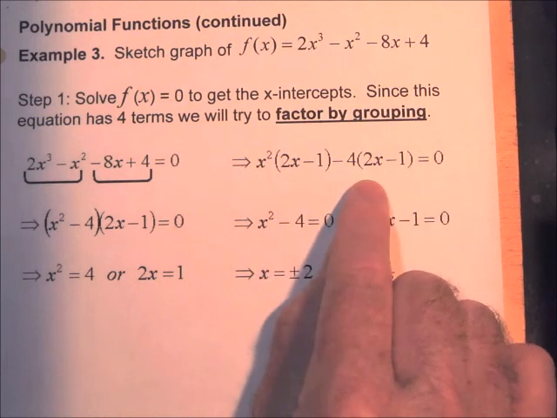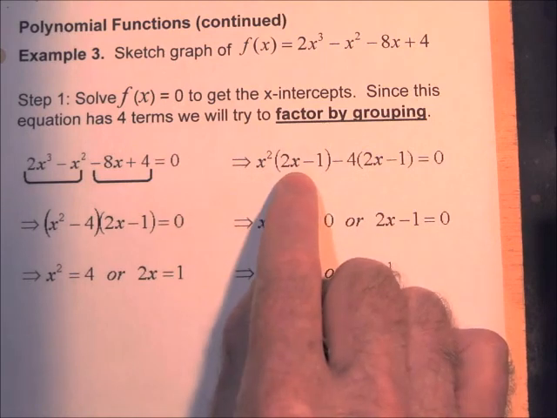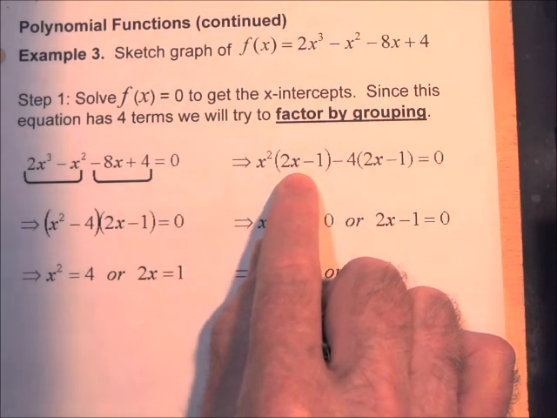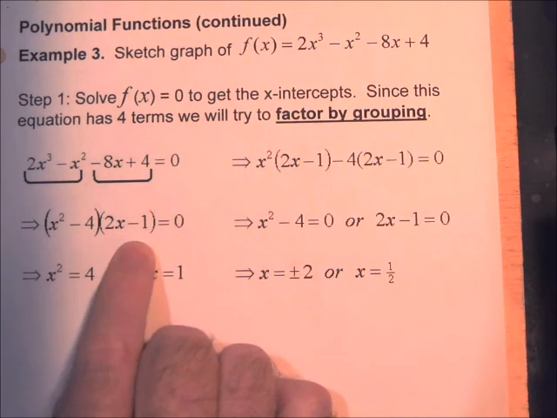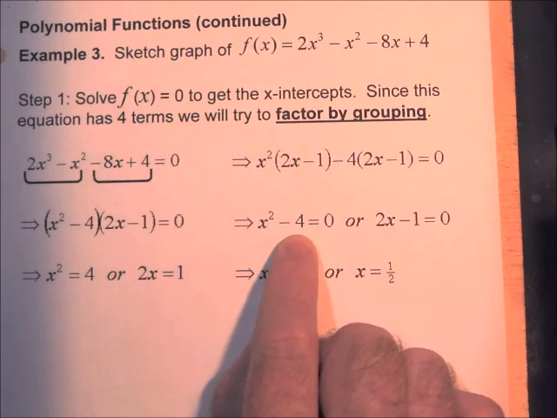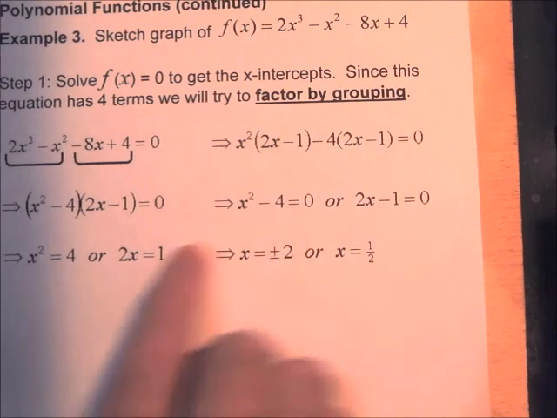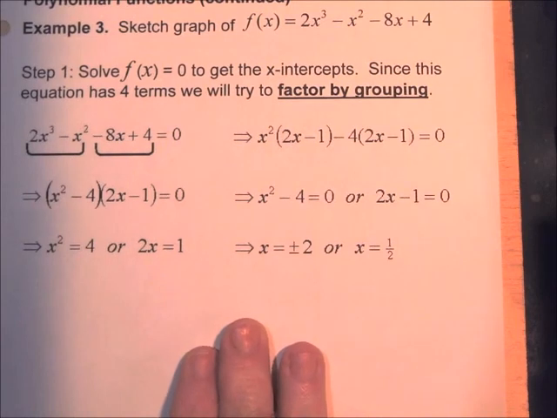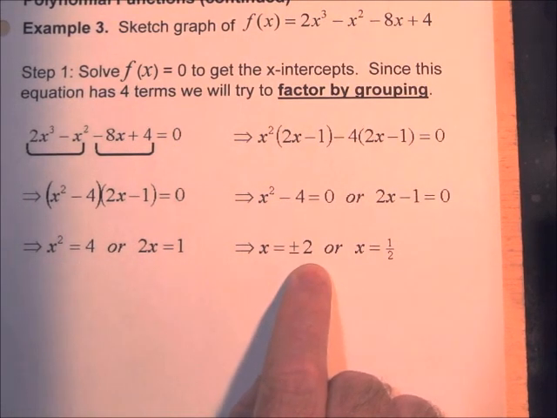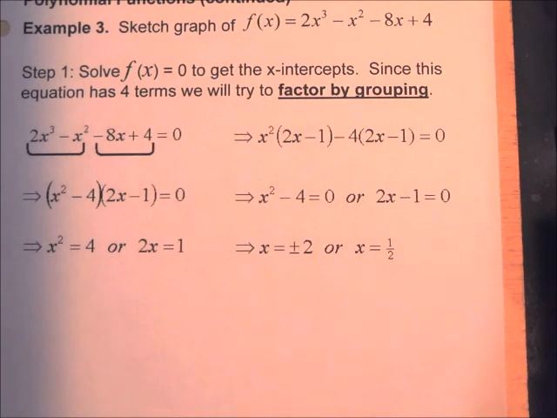And now we have 2 groups. Each group has a factor of 2x minus 1, so that's our common factor. Divide each group by the common factor, the common factors will cancel, and what's left is x squared minus 4. So now we can use the zero product rule. Either x squared minus 4 equals 0 or 2x minus 1 equals 0. Add 4 to both sides, we get x squared equals 4. Add 1 to both sides, we get 2x equals 1. Take the square root, we get x equals plus or minus 2. Divide by 2, we get x equals a half. So we have 3 x-intercepts here, x equals plus or minus 2 or x equals 1/2.